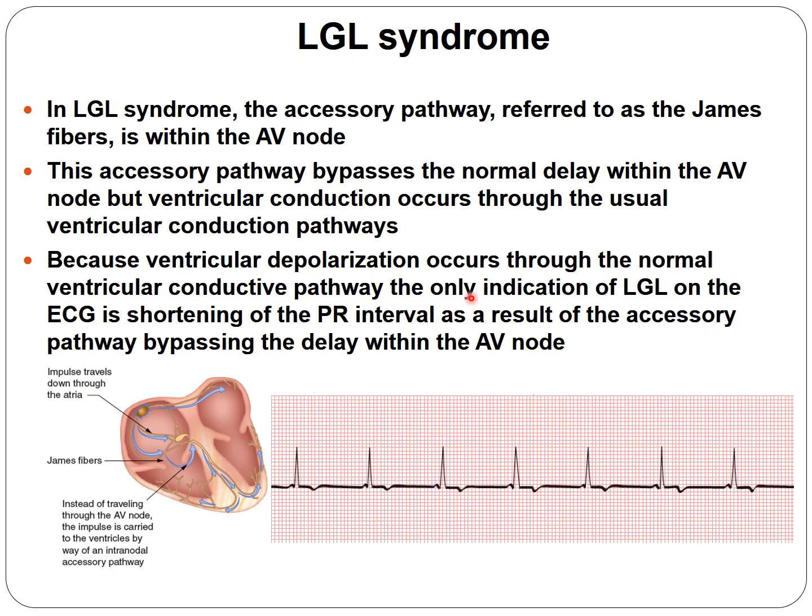So this way, LGL only causes the shortening of the PR interval, followed by a normal narrow QRS complex. So far, nobody has been able to show this James fiber anatomically; it is only a hypothetical pathway. Today they believe that this is some kind of type of WPW where the bundle of Kent is a very small one, and this is why they cannot see the delta wave.